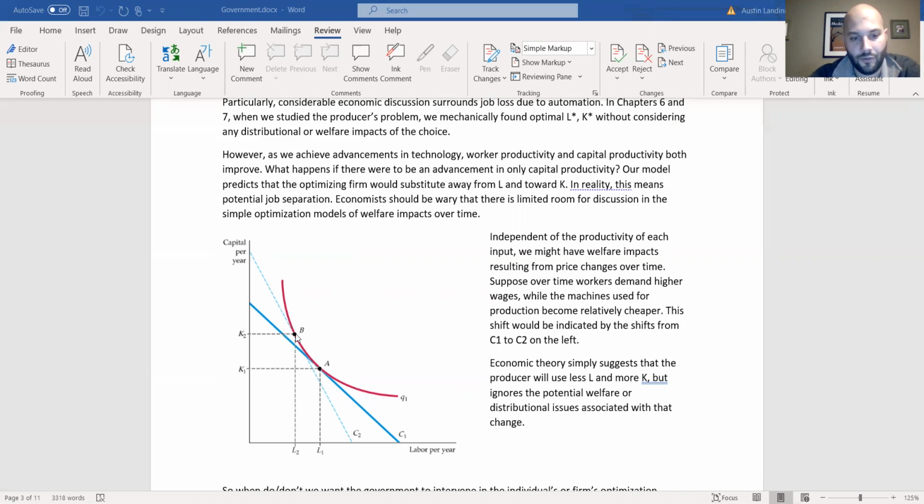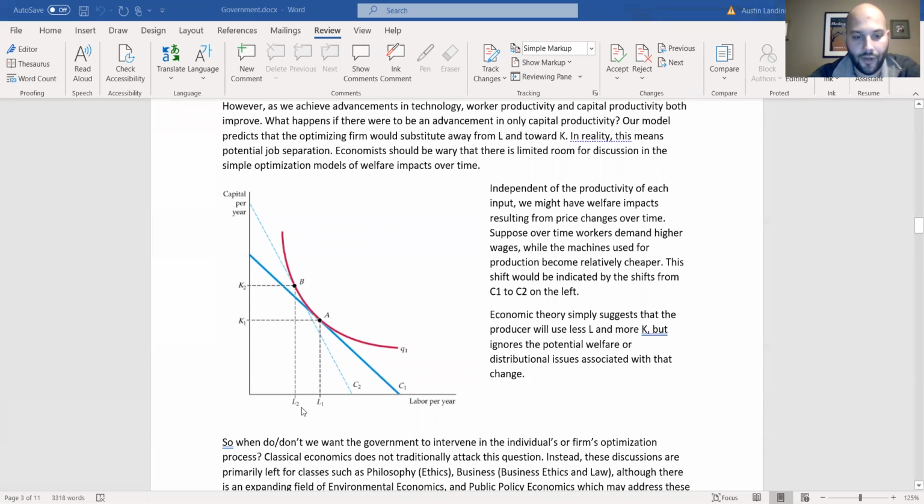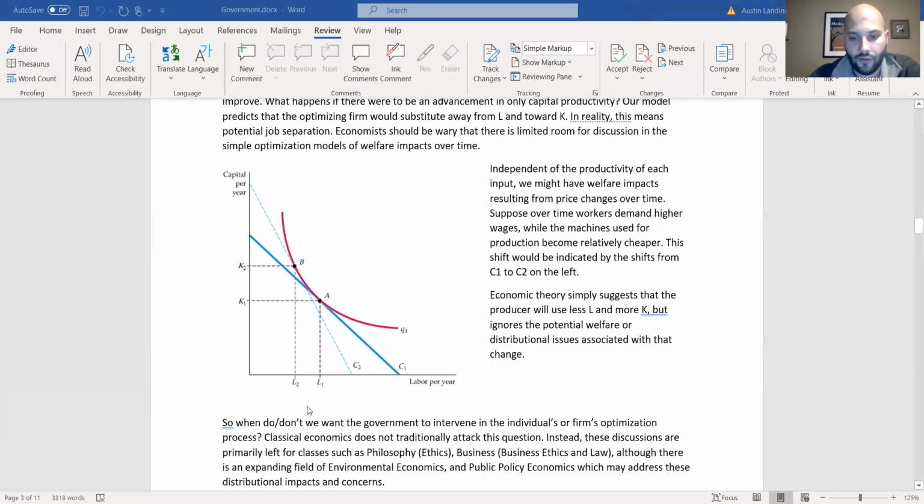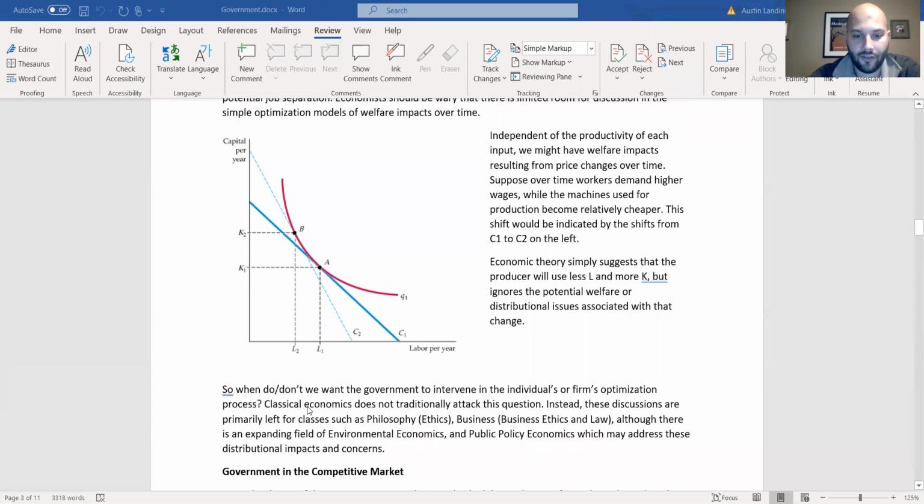And again, this could result in, I don't know, the same people working fewer hours, or people getting fired. What are the actual welfare and distributional impacts of that? Our models don't really have a whole lot of consideration of the welfare and distributional impacts. So I just wanted to call attention to the fact that classical economics doesn't usually consider this question, and it leaves it for discussions in classes like philosophy, ethics, business ethics and law, those types of classes.